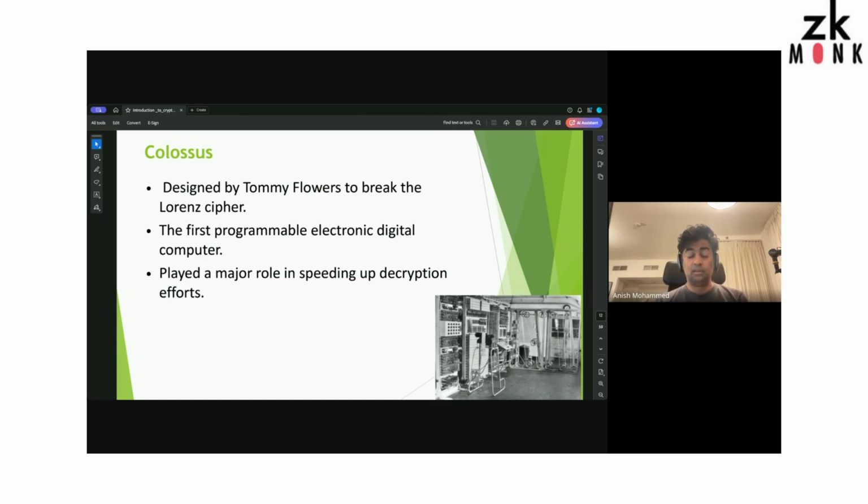And it really helped them decrypt Lorenz, right? So this is possibly one of the first digital computers globally. And then ENIAC happened and all those things. But all of this wasn't revealed to the public for a very long period of time. Can I have the next slide, please?